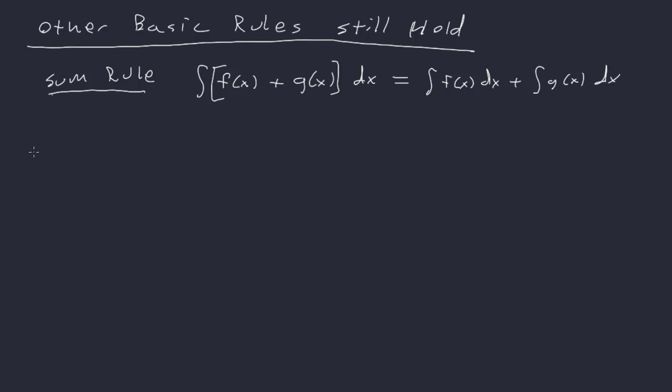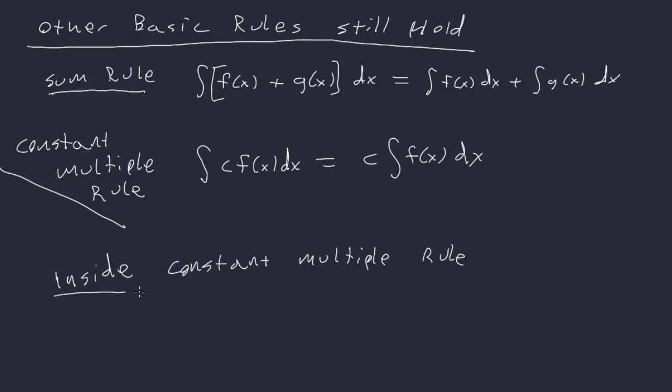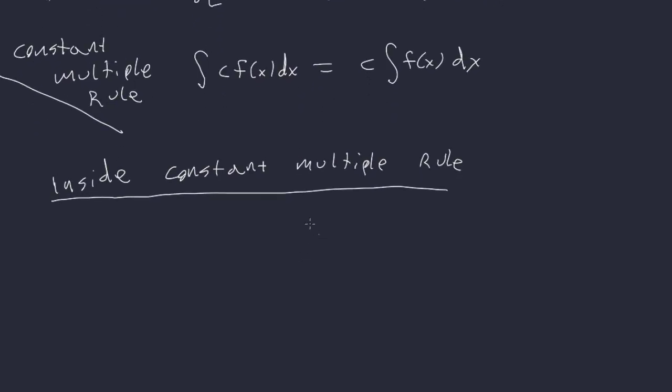We have the constant multiplication rule, right? That if we have an integral of c times f of x dx, we could instead move the constant outside to get the constant times the integral of f of x dx. So we can do that. And we also have a constant multiplication rule for the inside. Right, so the inside constant multiple rule, what is that talking about? Well, we've already kind of looked at it in terms of e to the stuff.